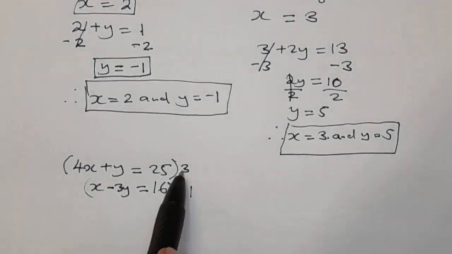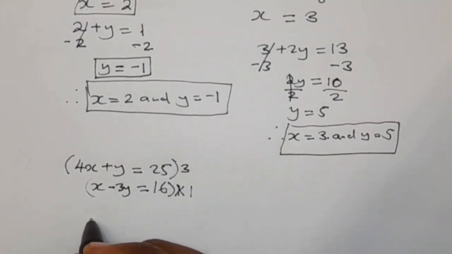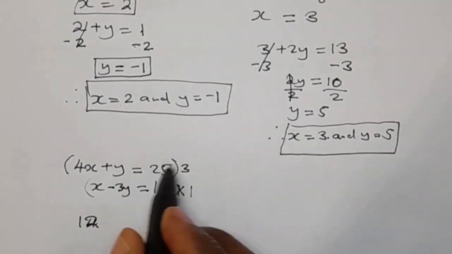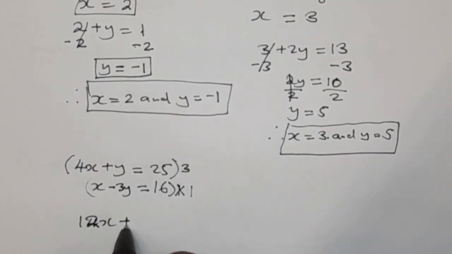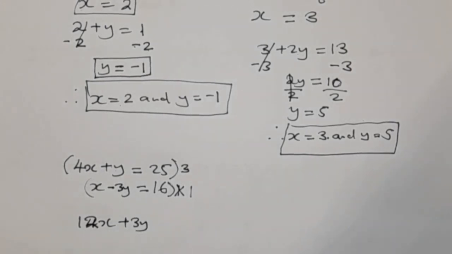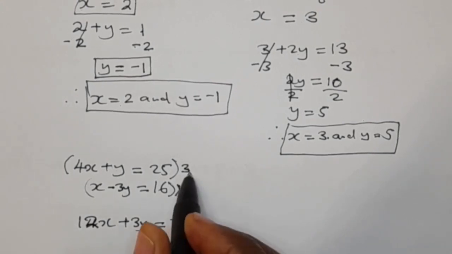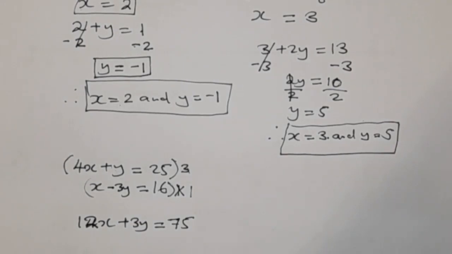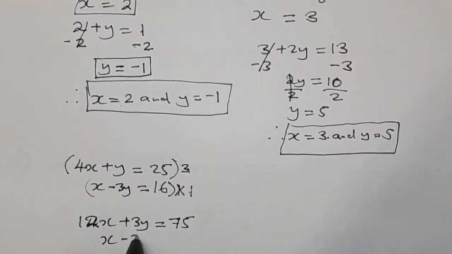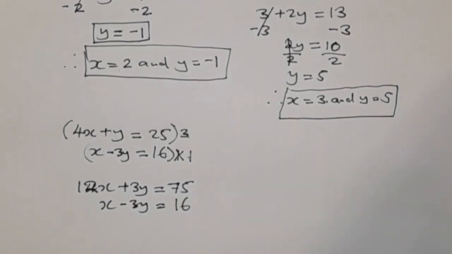Okay, so this equation will now be 12x, because 3 times 4x is 12x, plus 3y is equal to 3 times 25, which is 75. Then this, because you're multiplying by 1, will just be the same. You have x minus 3y is equal to 16.